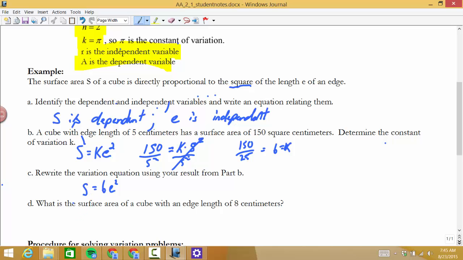So the last part here now says, well, what is the surface area of the cube if the edge length is 8 centimeters? Well, now all I'm going to do is say, well, s is equal to 6 times 8 squared, which is equal to 384. So this would be the value of that surface area, and we'd want to include our units here because the surface area would be 384 centimeters squared. So that would be our answer for that particular example.